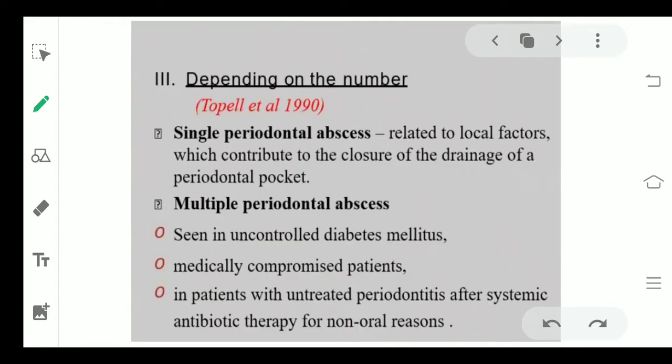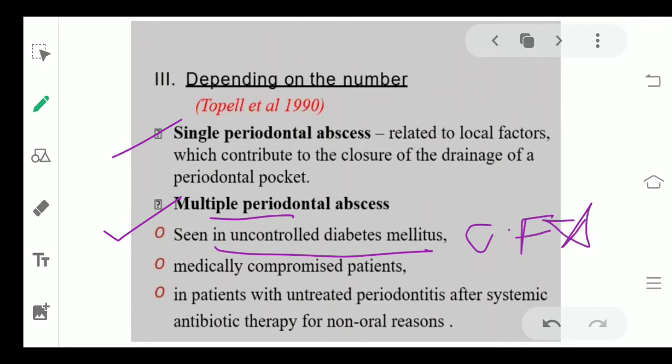Depending on the number, it can be a single periodontal abscess or multiple periodontal abscesses. Single is a normal situation which you are going to manifest, but when there are multiple periodontal abscesses in the oral cavity, you have to suspect that it is an uncontrolled case of diabetes mellitus. This is a special characteristic star feature you need to remember: whenever a patient with multiple periodontal abscesses comes to you, it means that the patient has uncontrolled diabetes mellitus.